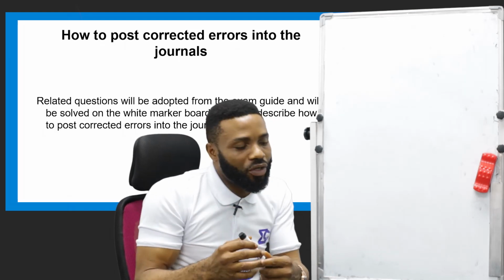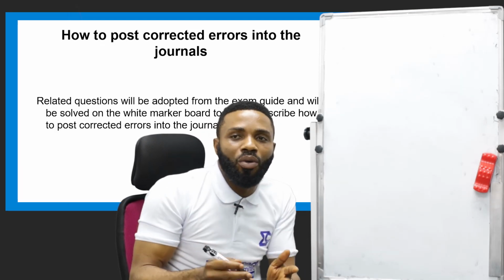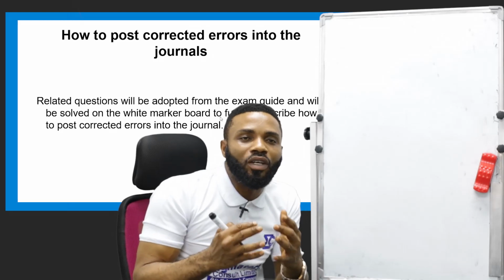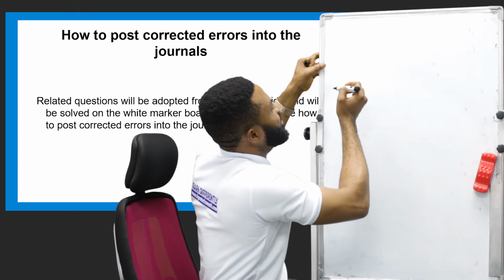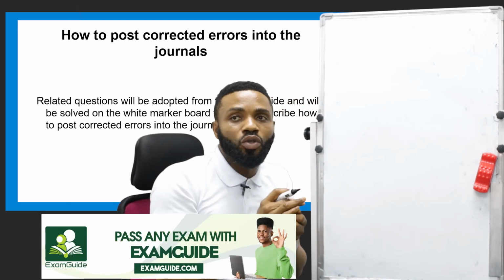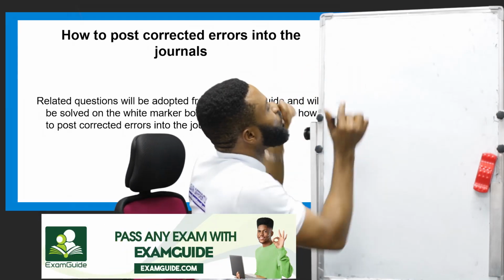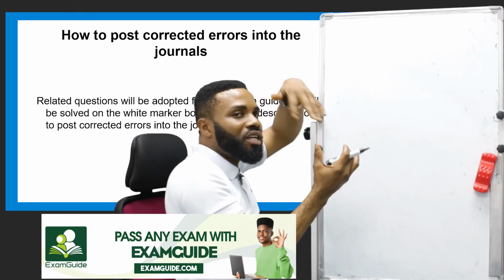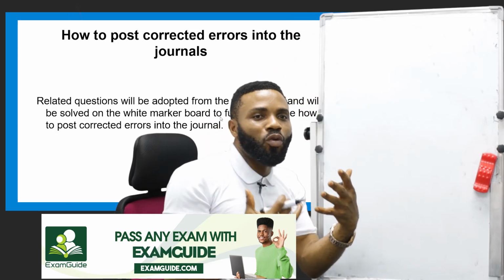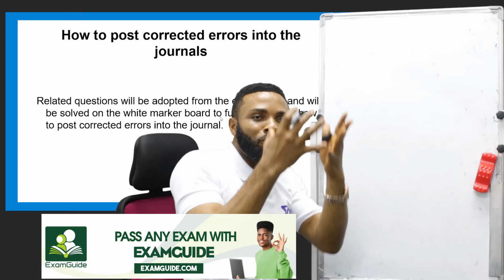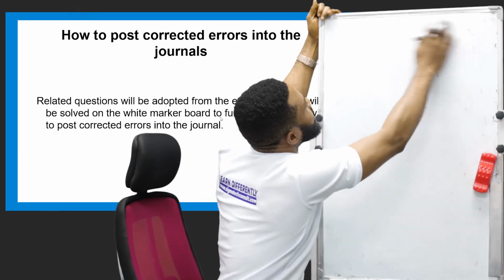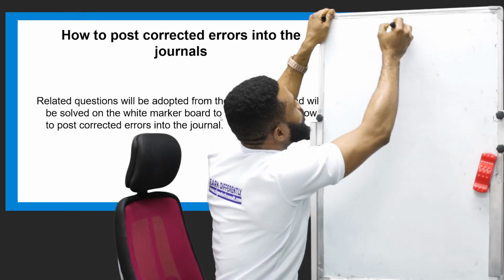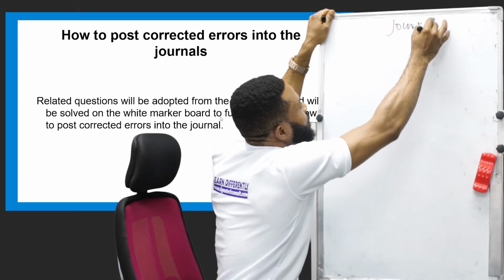That is a topic on its own. Students are encouraged to go and look at what a journal is. But for the sake of this, a journal looks like this, because that is what we are going to use to correct our errors. Once the error is detected and you have made the correction, you have to bring it to the journal. So the journal will look like this. It does not have much write-up.